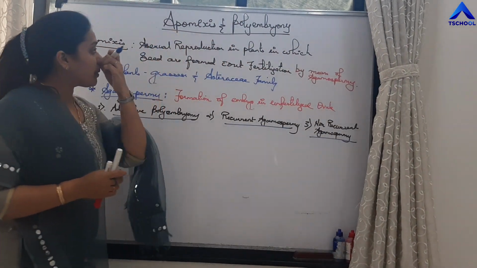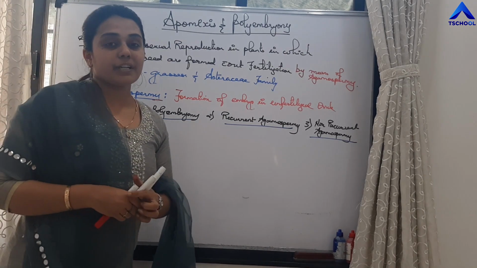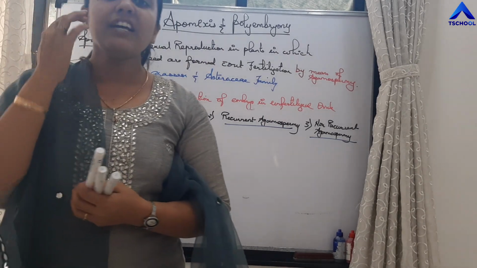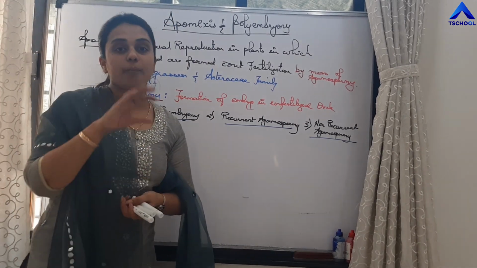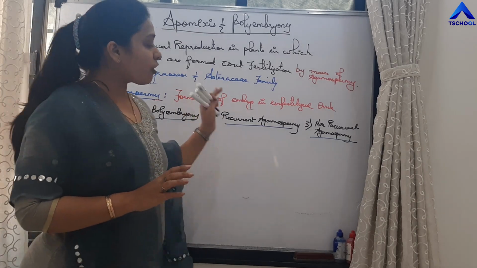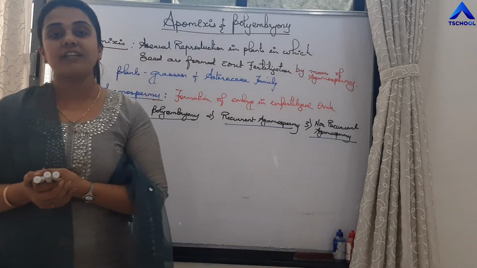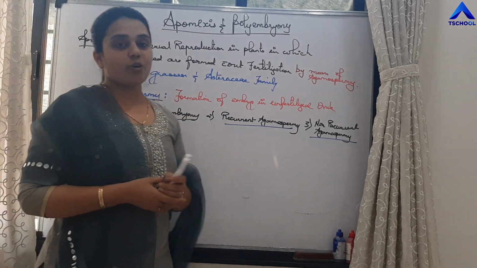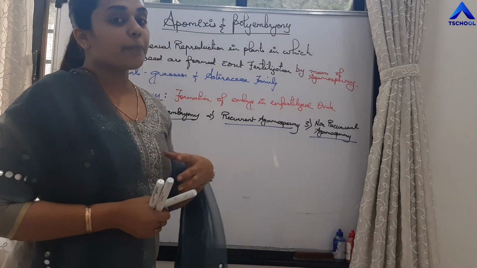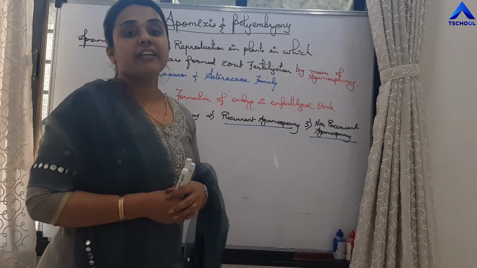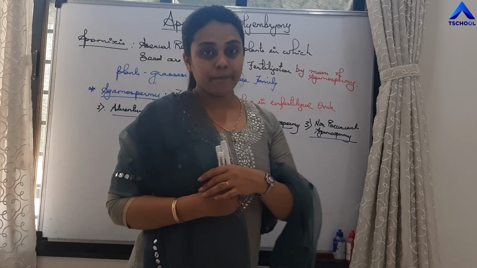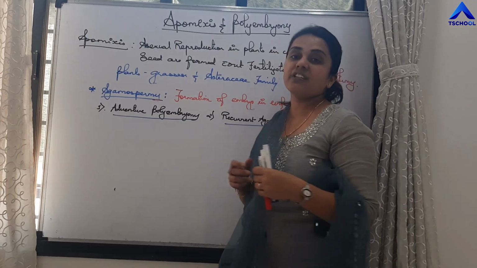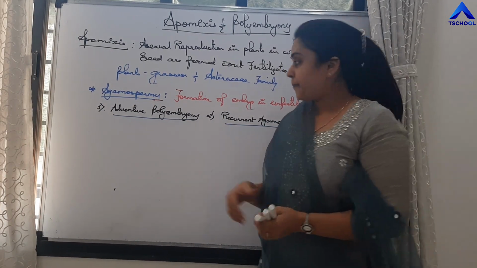Yes, students. So apomixis is asexual reproduction seen in the plants where, without fertilization, there is production of seeds. And we know seeds are produced from ovules, right? So formation of the embryos in an unfertilized ovule is called as agamospermie. So apomixis occurs by means of agamospermie. Where is apomixis seen? In the plants of grasses and Asteraceae family, right? Agamospermie is divided into three types, that is adventive, recurrent, and non-recurrent.